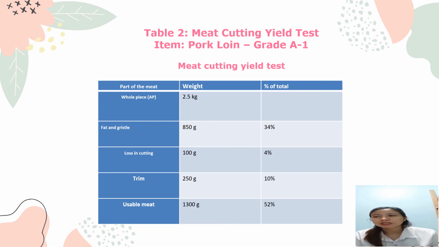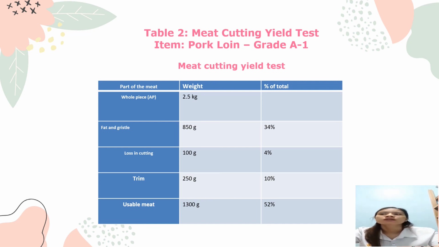So, gawin mo muna is i-divide mo 850 grams, i-divide mo yung AP. So, yung AP na sinasabi is yung 2.5 kilogram. So, times mo sa 100. So, yung 100 naman is yung loss in cutting. So, magiging equals, tumingin kayo sa may percent of total, we have the 34%.